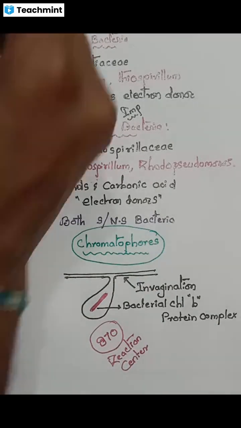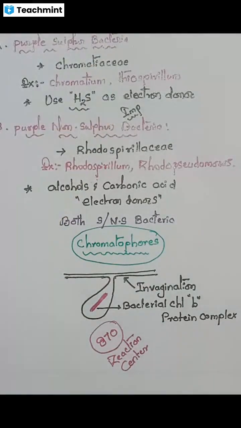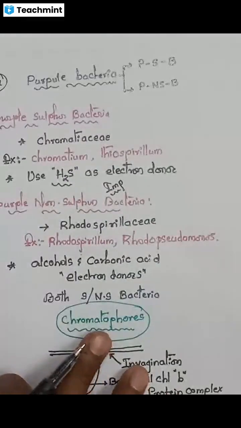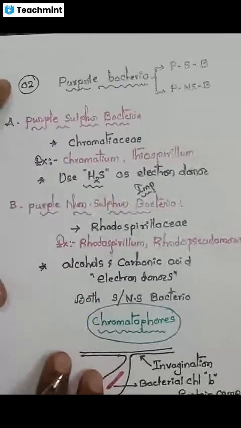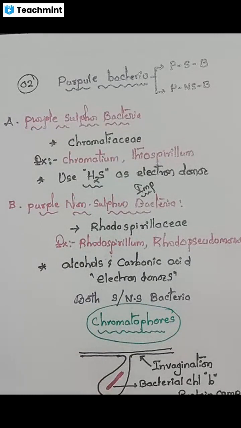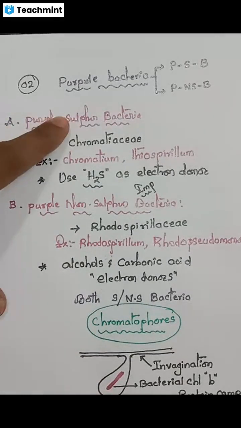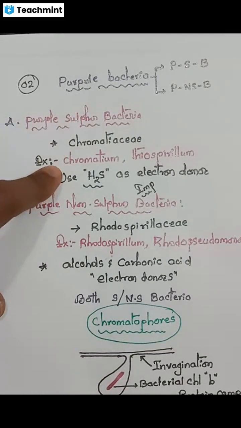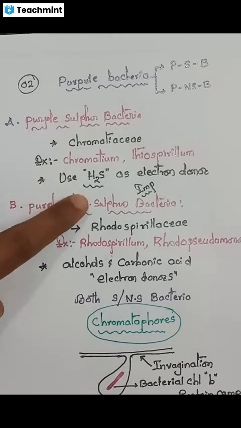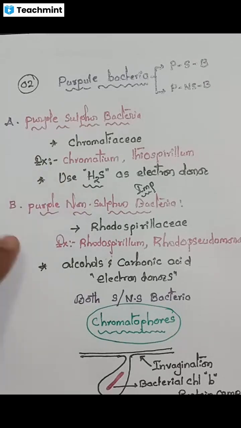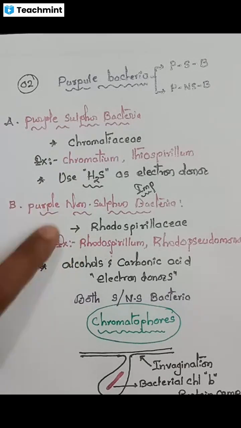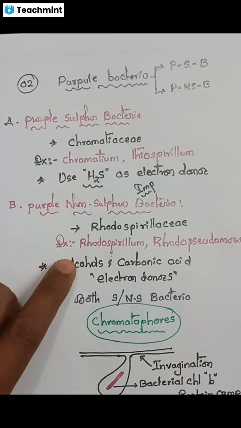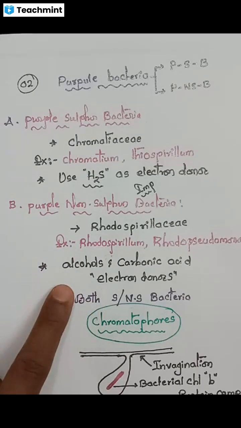So this is the second group of bacteria. The first group is green sulfur bacteria and the second one is the purple bacteria. The purple bacteria are classified into two types: purple sulfur bacteria and purple non-sulfur bacteria. Purple sulfur bacteria belong to Chromatiaceae. The common ones are Chromatium and Thiospirillum. They use hydrogen sulfide as electron donor. Purple non-sulfur bacteria belong to Rhodospirillaceae. The common bacteria are Rhodospirillum and Rhodopseudomonas. They use alcohols and carbonic acids as electron donors.